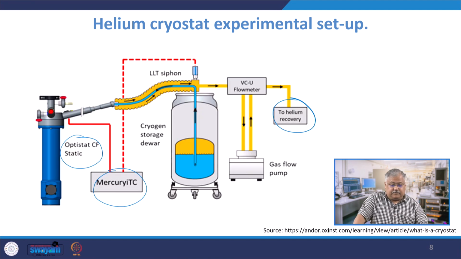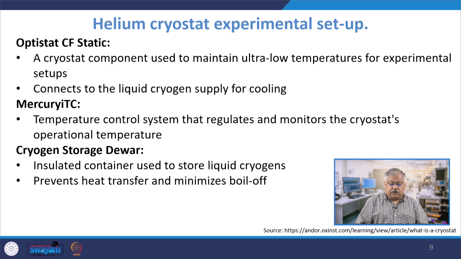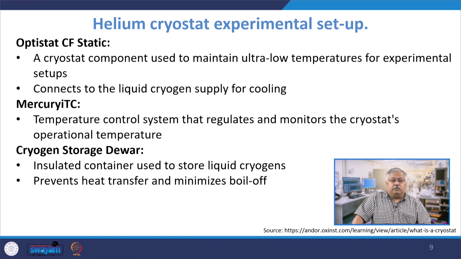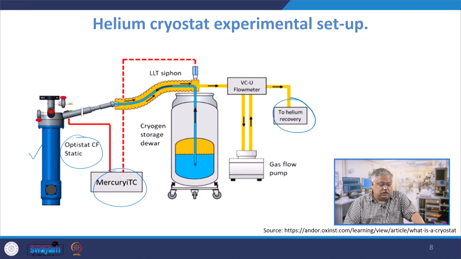So the Optistat, which is this first one, is used to maintain ultra low temperatures for experimental setting. That's what I already told you. And it connects to the liquid cryogen supply for cooling. So this is directly connected to the liquid nitrogen, which is this one, right. Then Mercury ITC, what we refer to, is the temperature controller system, and that regulates and monitors the cryostat's operational temperature. This one maintains the operational temperature.